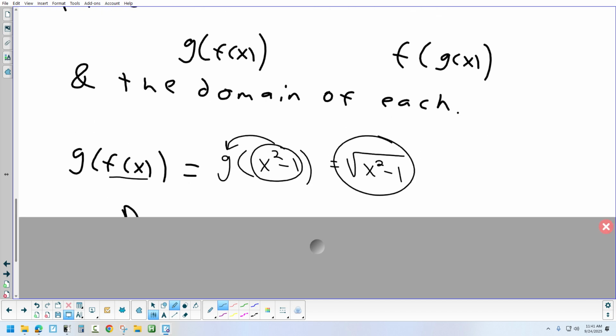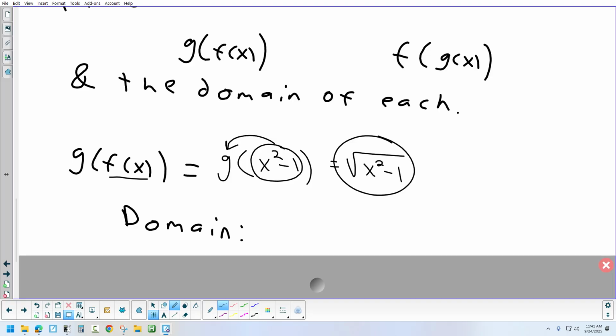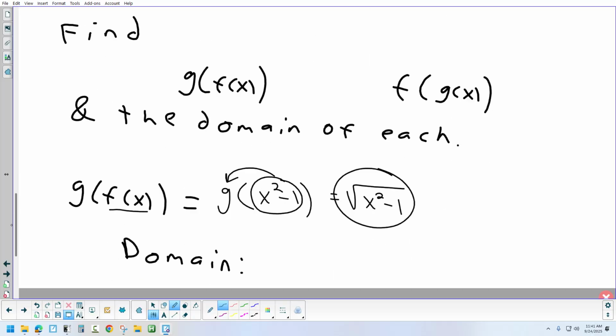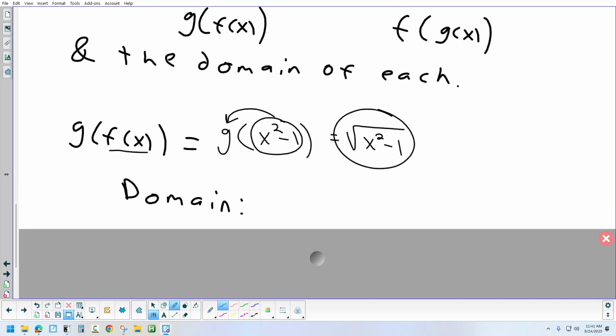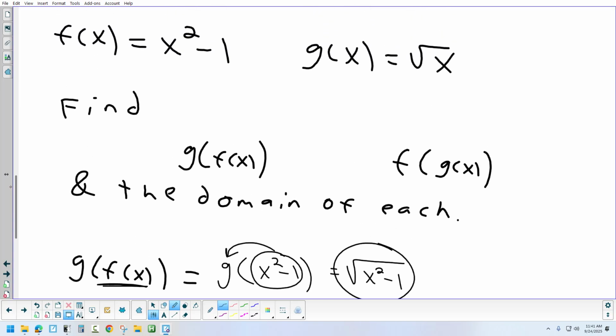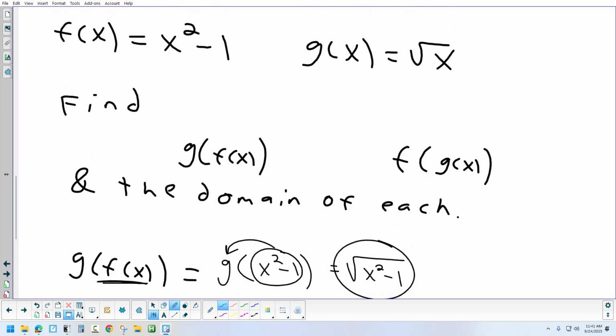Now they want the domain. Start with the inside function. In this case, the inside function was f. Okay, so let's look at f. What are the 2 things we have to be careful about when we're finding domain? We've got to make sure that we never divide by 0. And what else? Square root of a negative. Look at the inside function.